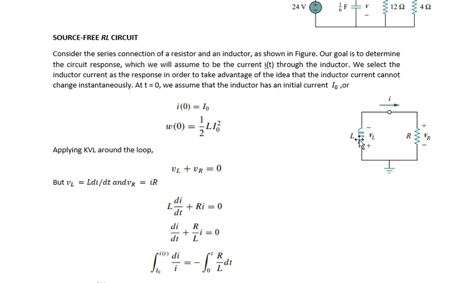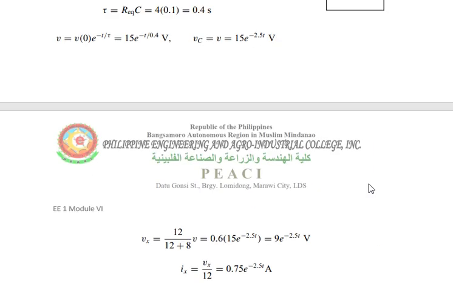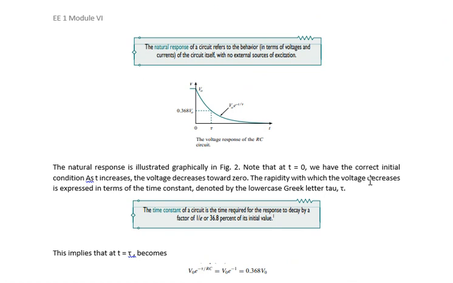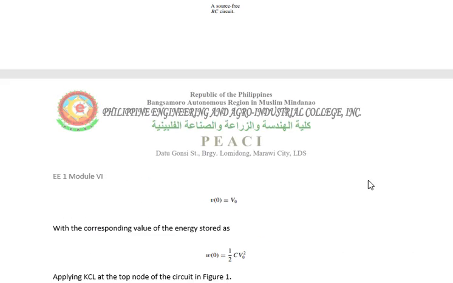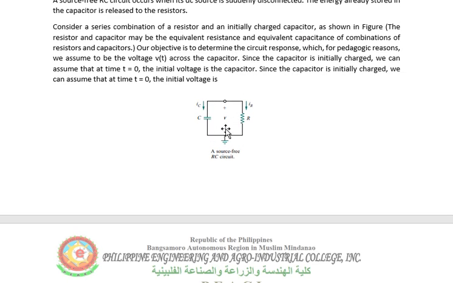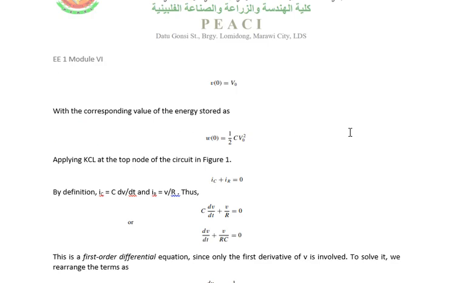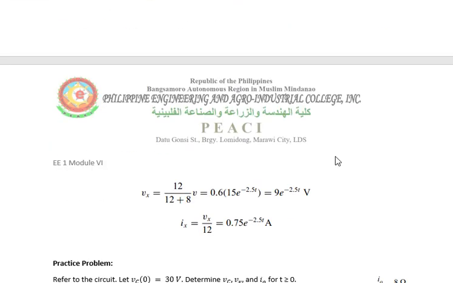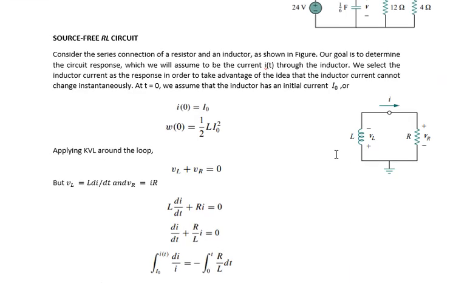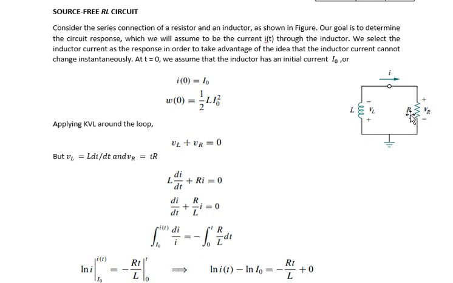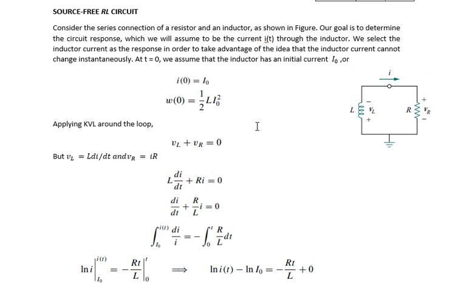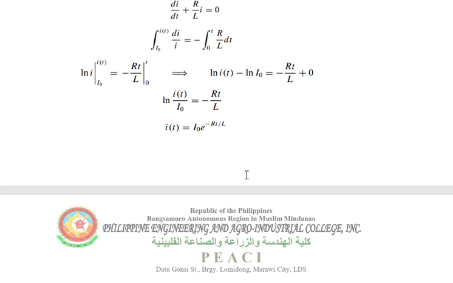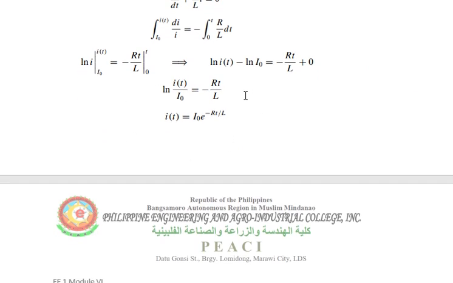Ang ginawa natin doon is ang ginamit natin na circuit in finding the equation for free RC circuit is this one, no? Ito, okay? So the parallel connection of RC. So dito naman sa source free RL, we have here the parallel connection of RL. Okay, RL circuit. Okay, so throughout analyzing this circuit, we can probably have this final equation of free RL circuit.